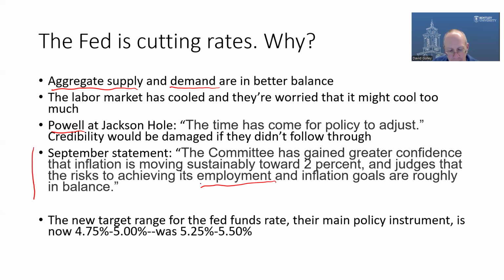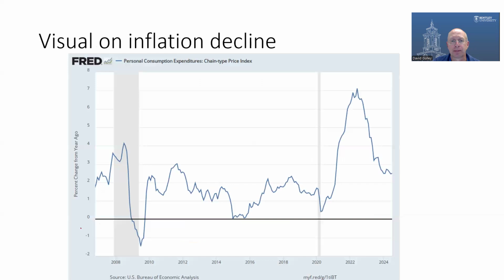And so the old federal funds rate target was 5.25% to 5.5%. And they just today announced that it was reduced by a half a percentage point, down to 4.75% to 5.0%.